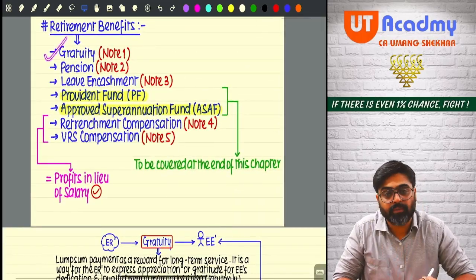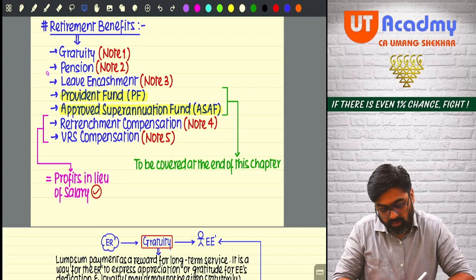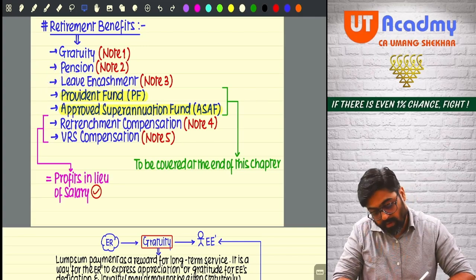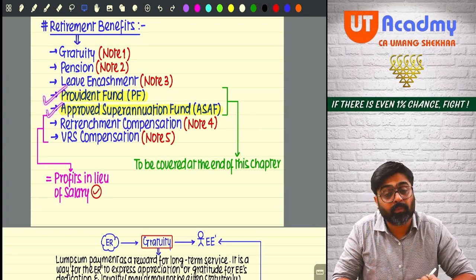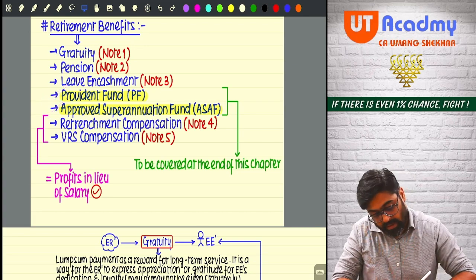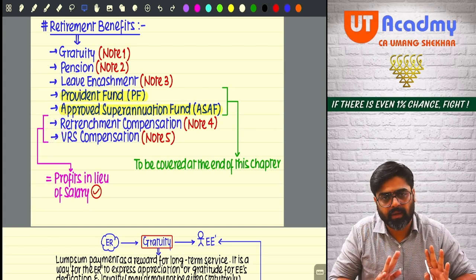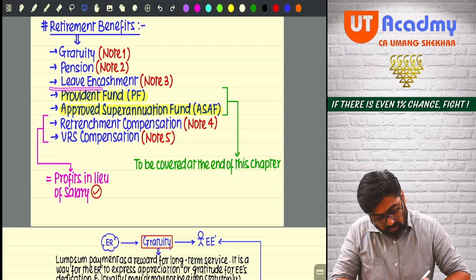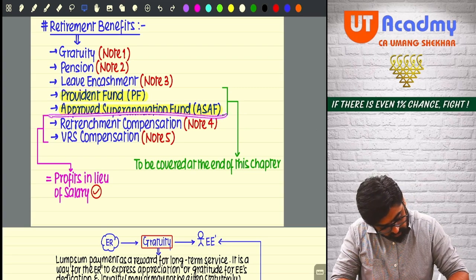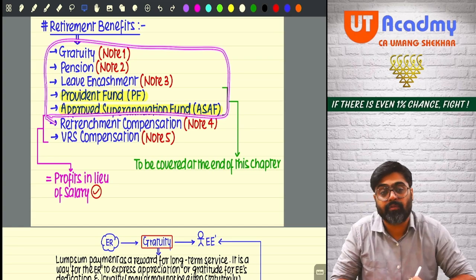Can you see gratuity? Can you see pension? Leave encashment? Then there is provident fund, approved superannuation fund. Then retrenchment compensation and VRS. Basically, these 5 things are retirement benefits.